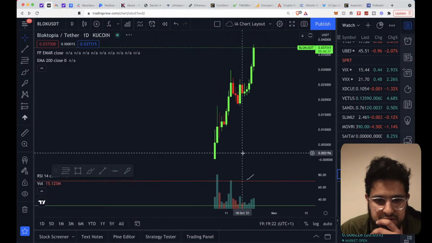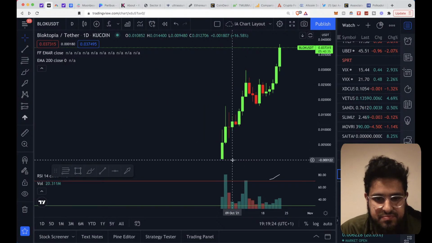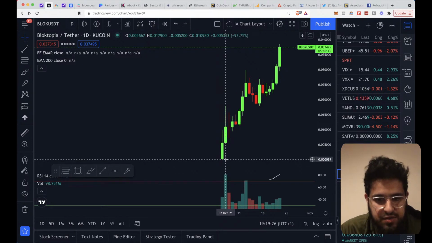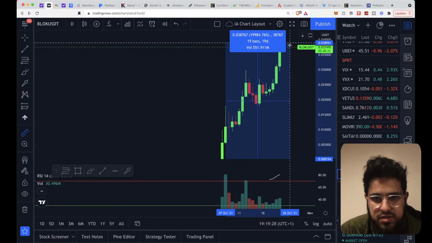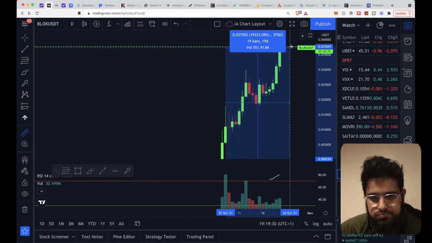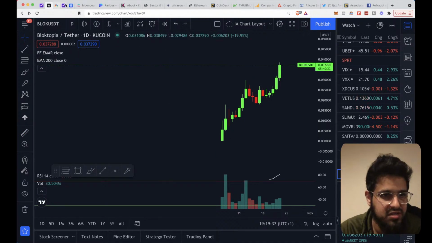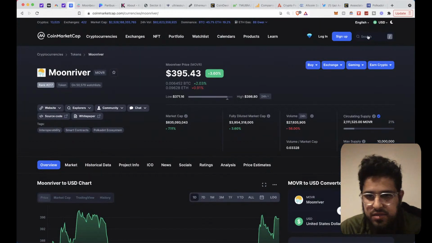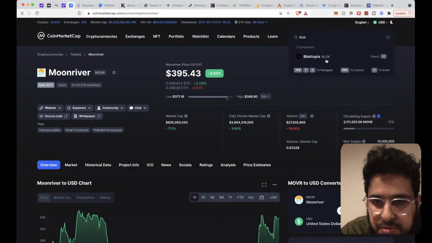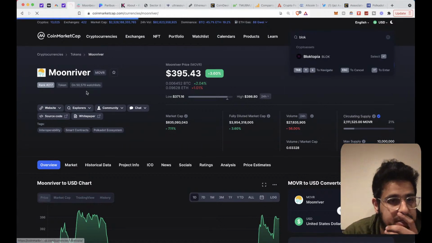Let's take a look at Block. Yeah, absolute tear. Look at that. I mean, if you bought Block on the 6th of October, bloody hell. Wow. But this is risky stuff. Anyone know what Block does? What does Block even do? Let's take a look. So I've heard about it the last few days. We've been talking about Blocktopia. Let's take a look.